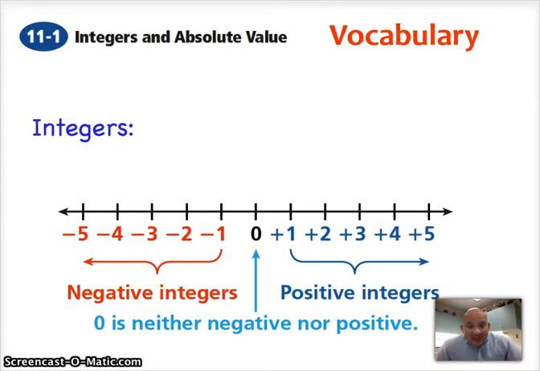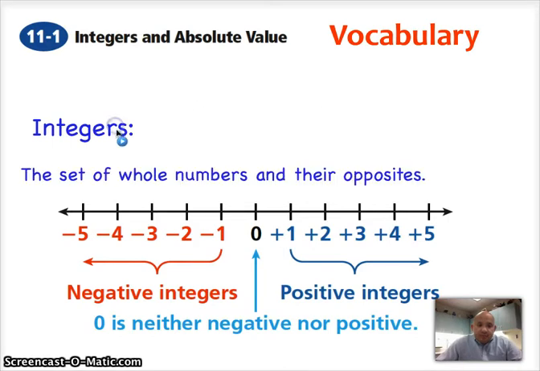Next we have the term integers. What are integers? Integers are the set of whole numbers and their opposites. They're not decimals, they're not fractions, they are whole numbers. They are the positives and the negatives. So here we have the negative integers, here we have the positive integers, and here, this is unique, 0 is neither negative nor positive, yet it is an integer.